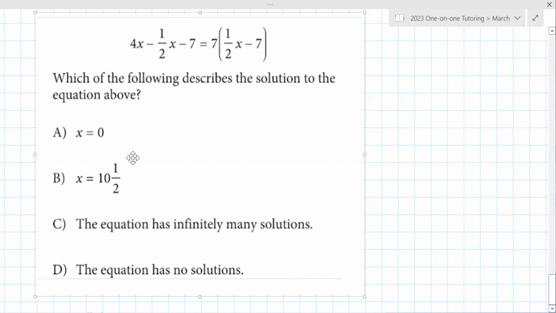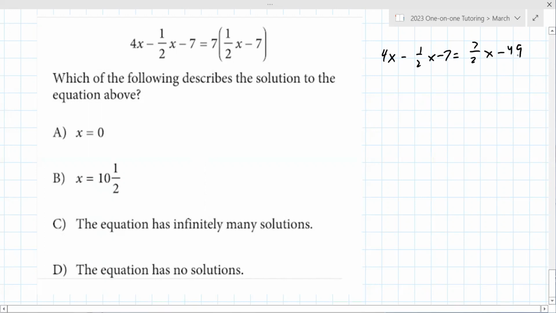That's kind of messy. If you saw an equation like this, how might you start to solve this? What would you do? 4x minus 1/2 x minus 7 equals 7 times 1/2 x minus 7. What jumps out to you as far as solving this? Solving the right side first. Do you mean like distributing the 7 to both? Yeah. Okay, let's do that. So let's go 4x minus 1/2 x minus 7 equals 7/2 x minus 49.